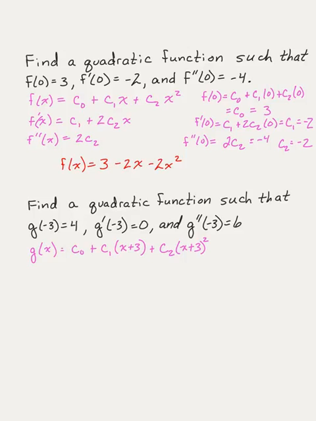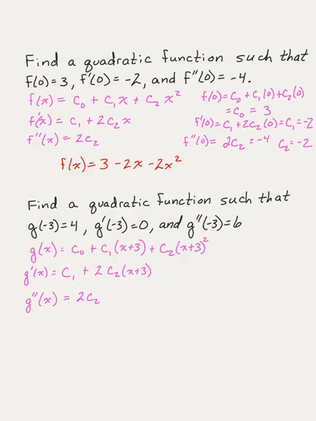So that's our general quadratic. And so what we want to look at then is what is g prime, which would be c sub 1 plus 2c sub 2 times x plus 3 to the first power. And then the second derivative at x would equal 2c sub 2.